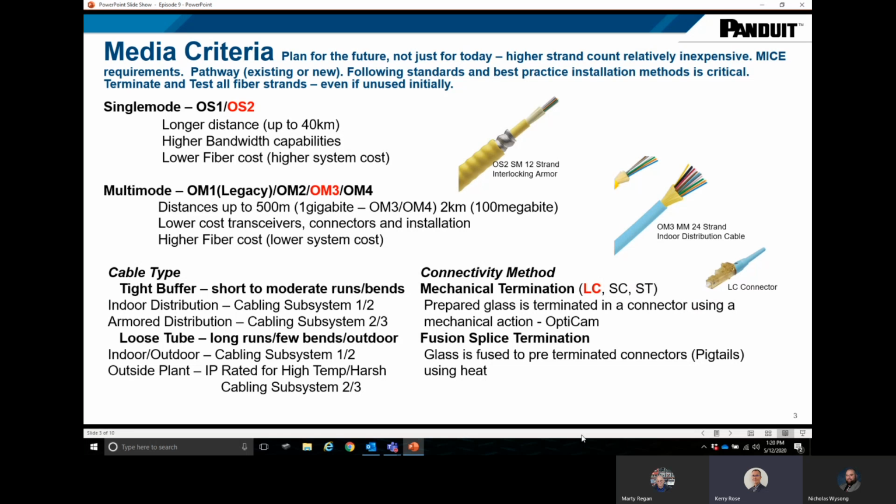So I'm going to turn it over to Nick now. Nick's going to go ahead and highlight how these are distributed throughout the layer. Thanks, Kerry.